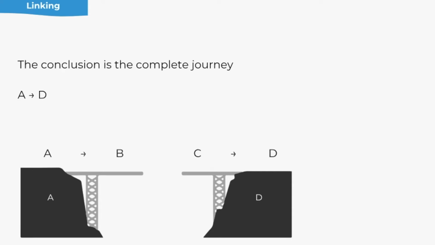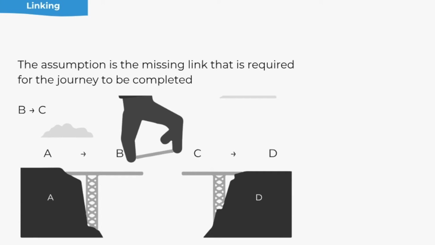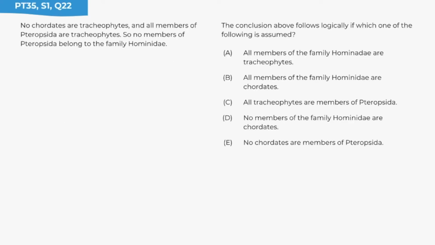It's like you're trying to get from point A to point D, and they've already built these segments, A to B and C to D. So the assumption is that missing link that will allow you to finish this journey. So in this case, the missing link is if B, then C. So let's see this in a real example.